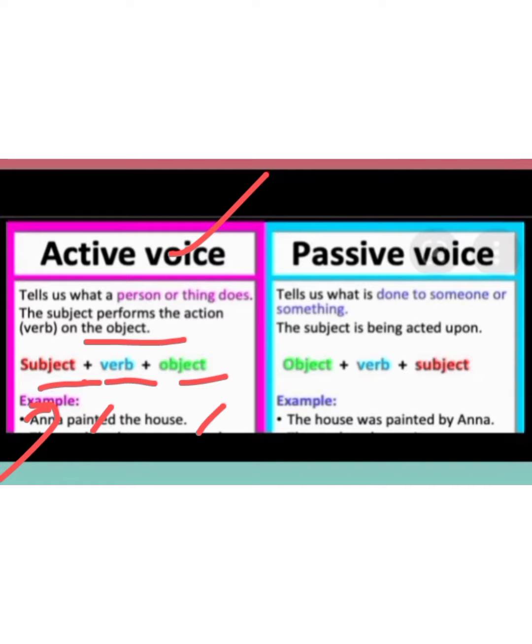Then in passive voice, the passive voice tells us what is done to someone or something. Here the subject is being acted upon. So what will be the structure? Object plus verb plus subject. For example, the house was painted by Anna. So here the object comes first, that is the house was painted, verb, then by Anna, subject. Clear?